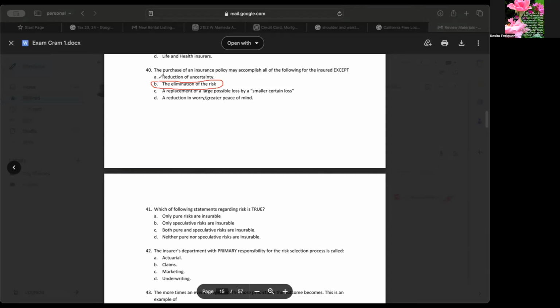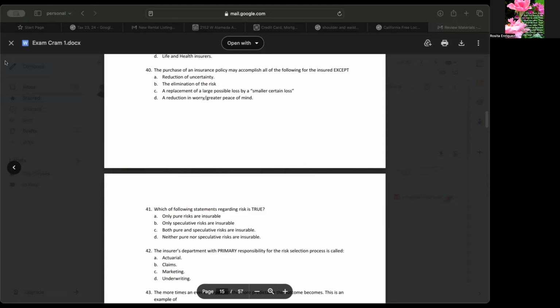Number 41. Which of the following statements regarding risk is true? And this is the one that is pure. Only pure risks are insurable. Number 42. The insurance department with primary responsibility for the risk selection process is called underwriting. So we're going to see this a couple of times. Underwriting.